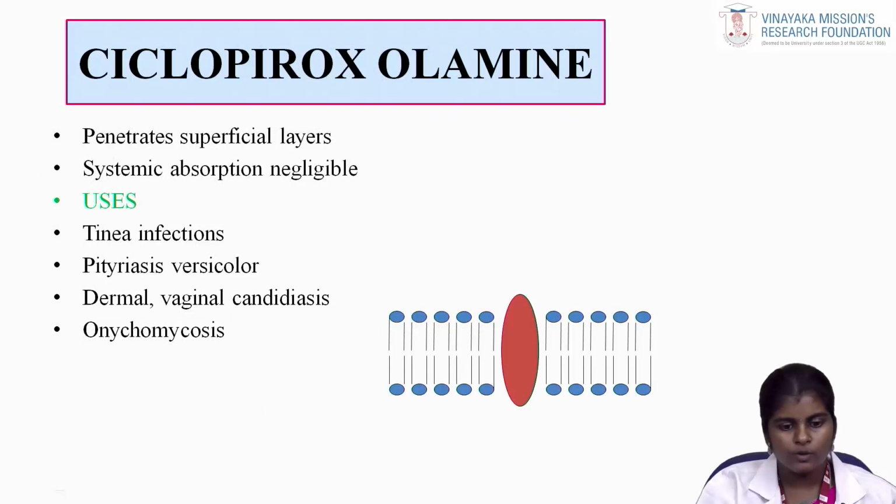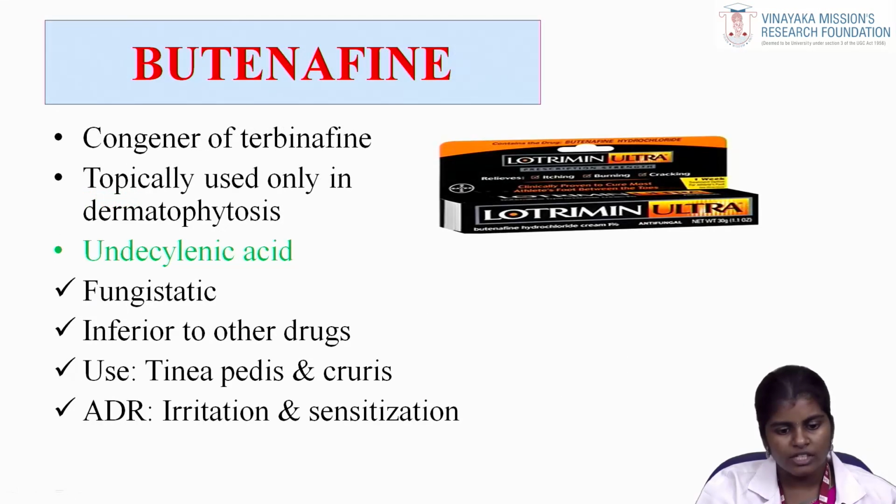Coming to ciclopirox olamine, it is again used topically. It penetrates superficial layers, so you cannot give it systemically; you can use it only topically. Systemic absorption is negligible. It is used only in a few fungal infections, especially tinea infections, pityriasis versicolor, cutaneous and vaginal candidiasis, and finally onychomycosis. Moving on to butenafine. Butenafine is a congener of terbinafine. It is used only topically in dermatophytosis. You cannot use it for other types of fungal infection. It is reserved for use only in dermatophytosis.